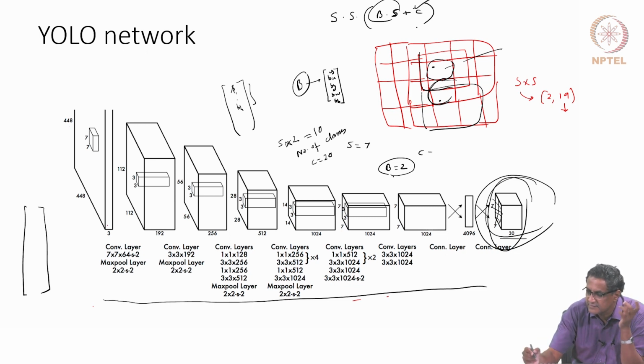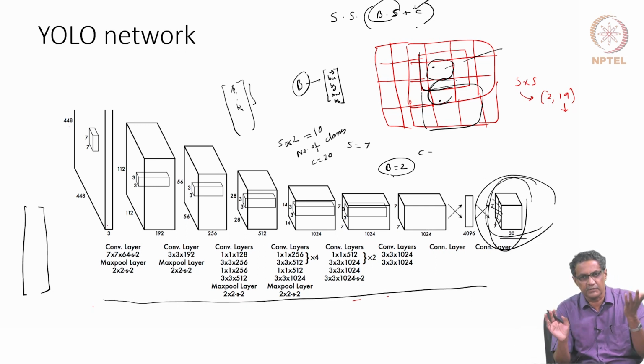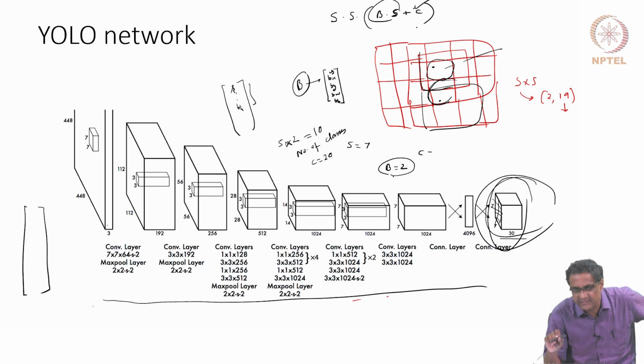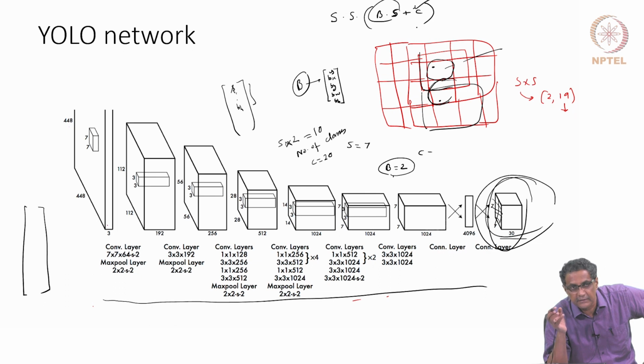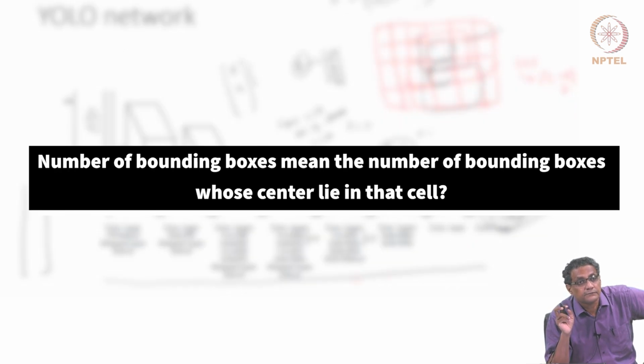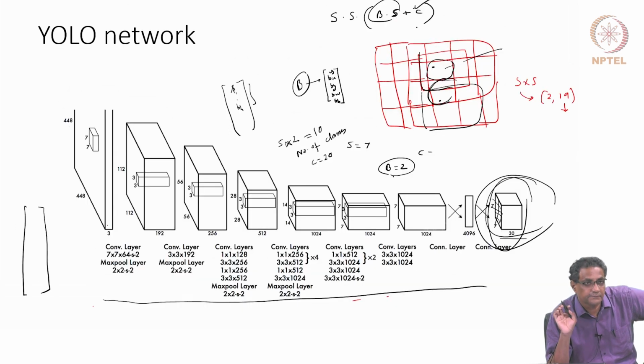This is not fixed. This depends upon what kind of data set you have. So, C is the number of object classes in your data set. B is a hyperparameter, which is the number of bounding boxes, and S is the number of grids that you have. Number of bounding boxes means the number of bounding boxes whose centers are lying in that particular cell. In that cell, you could also shift the center if you wish, in which case you will have a Bx, By that will change for every bounding box. That is why I think they have left it free.